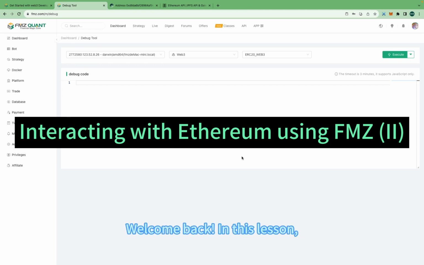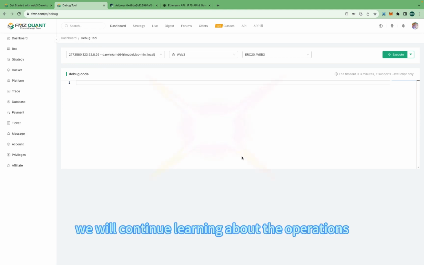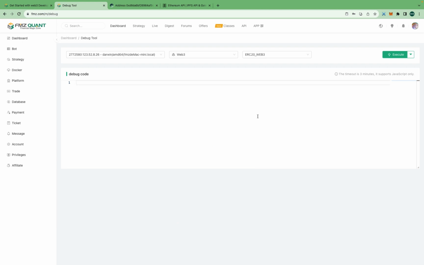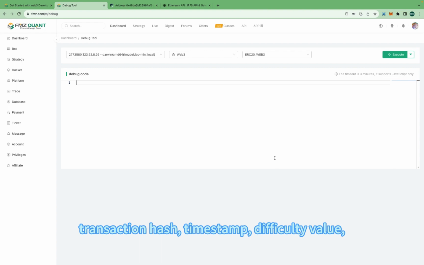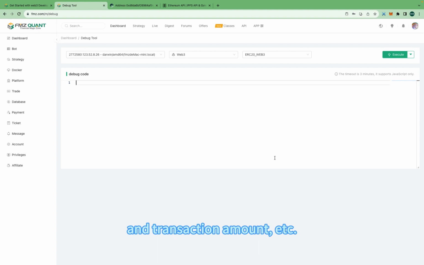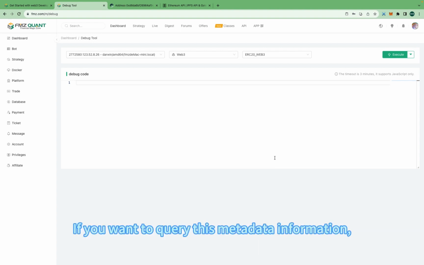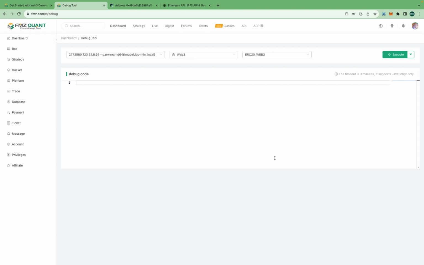Hello everyone, welcome back. In this lesson, we will continue learning about the operations of interacting with FMZ and Ethereum. In the Ethereum blockchain, each block and transaction contains rich metadata information. This information includes block hash, transaction hash, timestamp, difficulty value, sender address, receiver address, and transaction amount, etc. If you want to query this metadata information, you can call Ethereum RPC methods.